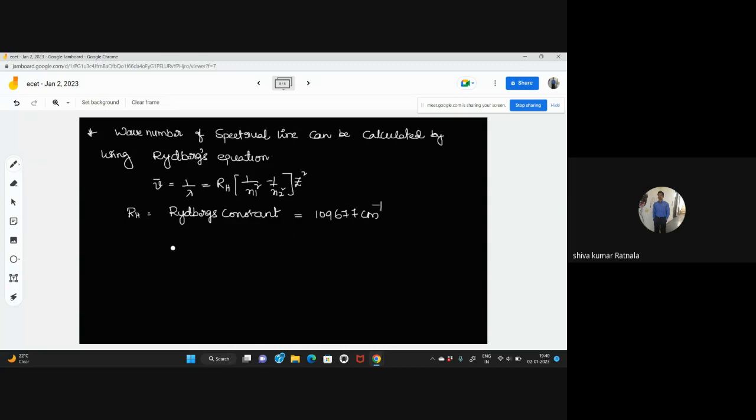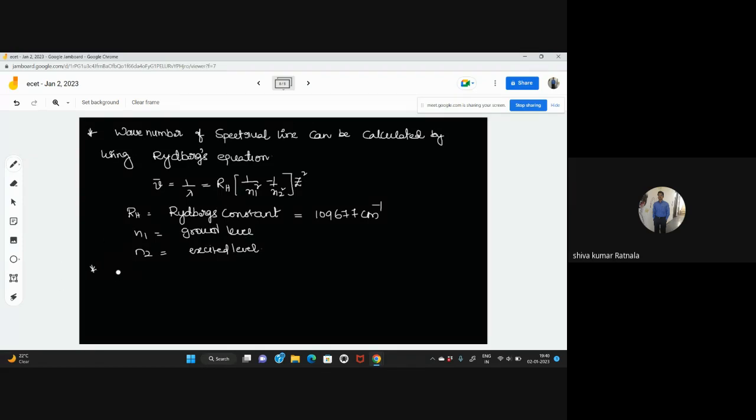Here n1 is the ground level, as I have written, and n2 is the excited level. And Z is, as usual, the atomic number. So by using this we can calculate.